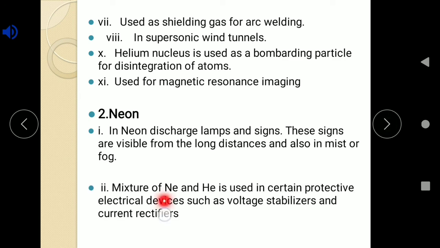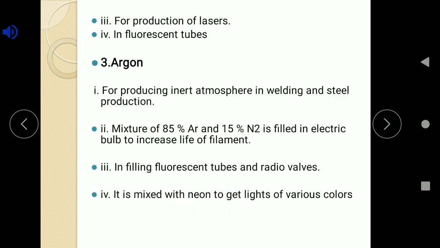Again, a mixture of neon and helium is used in certain protective electrical devices like voltage stabilizers. Voltage fluctuation can be avoided by using voltage stabilizers. So this is a protective device, and in protective devices, a mixture of neon and helium is used. Next, neon is used for production of lasers and in fluorescent tubes.